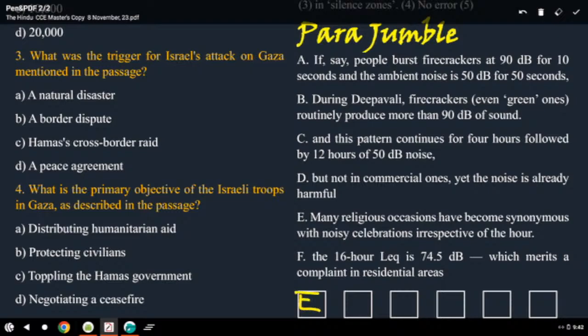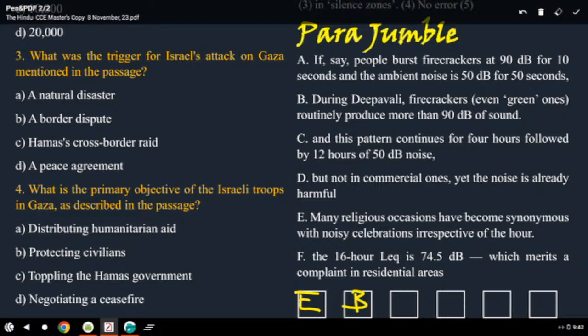Many religious occasions have become synonymous with noisy celebrations, irrespective of the hour. Underline religious occasions, general term. Now the writer wants to give a specific example. What is the second one based on that? B is the second one. During Deepavali, firecrackers, even green ones, routinely produce more than 90 decibel of sound. Now, what is the third one? A is the third one.